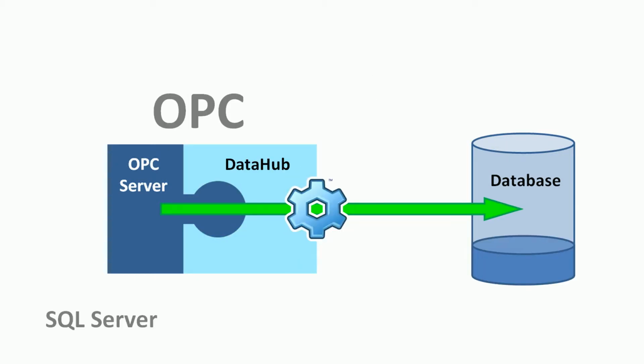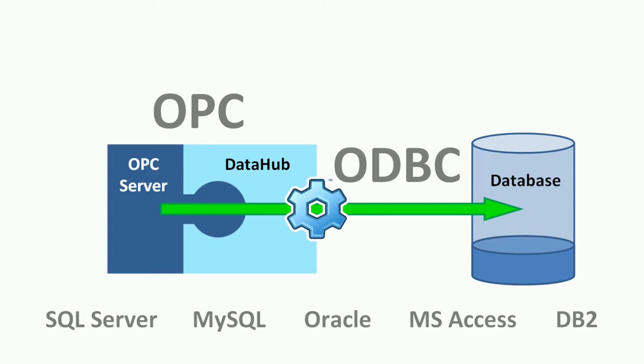The Cogent DataHub is an OPC client that can connect to any SQL database and store data from any OPC server. It connects across a network using ODBC and can log any OPC tag values, quality, and timestamps. It can even read data from the database and send it back to your OPC server.